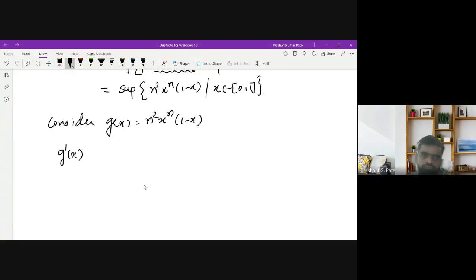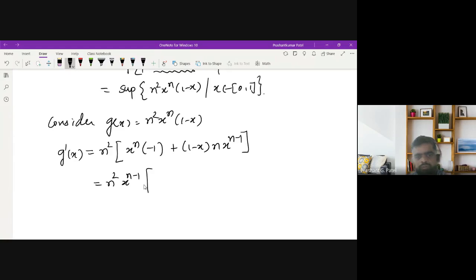So we'll start with g dash of x. We can calculate this. There is n square x power n, as its derivative of 1 minus x is minus 1, plus 1 minus x, as its derivative of x power n is n into x power n minus 1. And if you take common x raised to n minus 1, this is n square x raised to n minus 1 into minus x plus 1 minus nx.